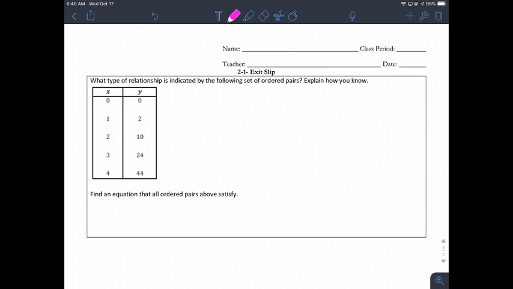All right, so let's talk about the exit ticket. The exit ticket asks us to, first off, determine the type of relationship that is indicated by the following set of ordered pairs and explain how we know. Then we need to find an equation that all ordered pairs satisfy.